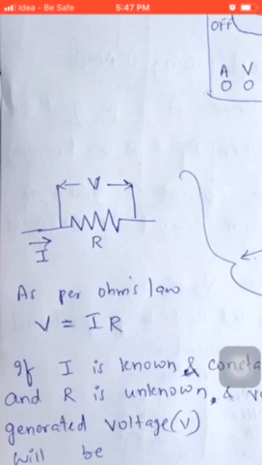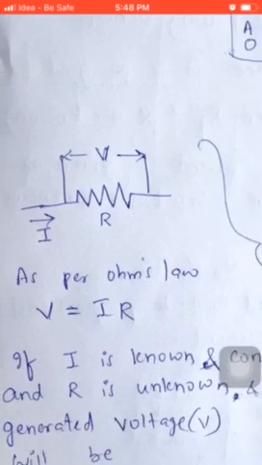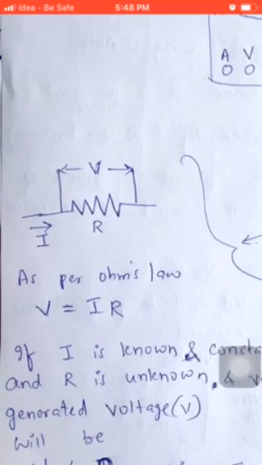A known current I is passed through a resistance, and that value of the resistance is unknown. So it's but obvious that because V is equal to IR, and if I is known to me, then V would be directly proportional to R. Okay, so let me tell you this again.